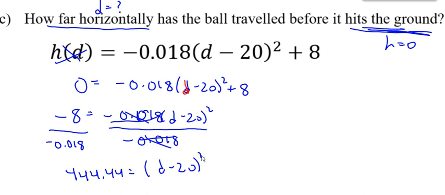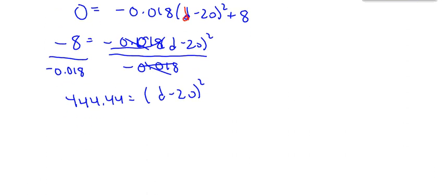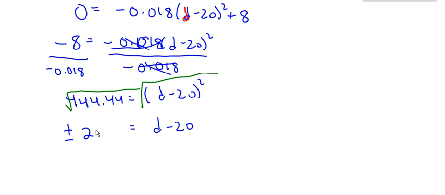So I can't get in the bracket yet because I've got this squared. So now I have to get rid of square. And the way to undo square is to square root. And you have to square root both sides. So on the right side, the square root of something squared, well, that just cancels out. I have d minus 20. On the left, I need the square root of 444.44. Now, remember, when you take the square root, you actually get two different answers. You get the positive and the negative of what your calculator says. So the square root of 444.44 is 21.1, but it's both positive and negative 21.1.